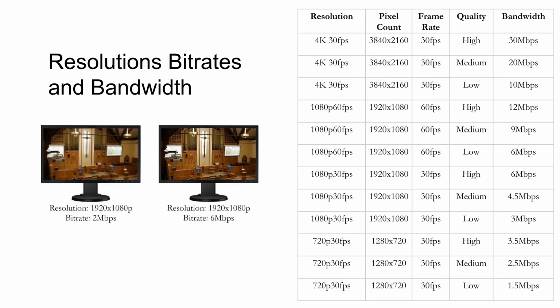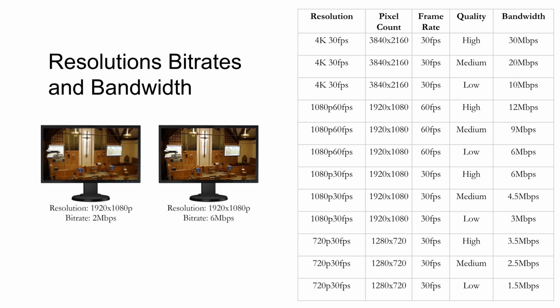But let's talk about resolutions, bit rates, and bandwidth. So this is just some core knowledge that any newbie is going to have to walk down this path to learn. Depending on the resolution and frame rate that you are deciding to use, most churches are still using either 1080p or 720p at 30 frames per second. It will affect the bandwidth, okay, which is technically the bit rate that you are streaming at.